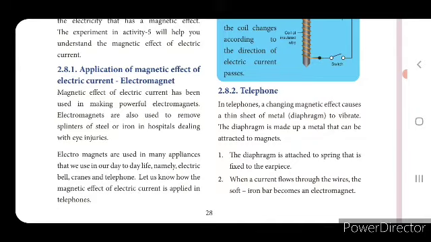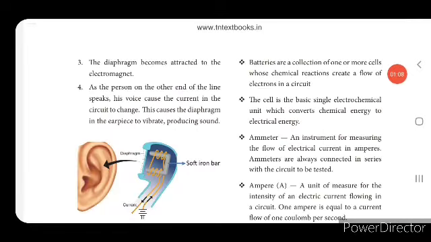Let us know how the magnetic effect of electric current is applied in the telephone. In telephones, a changing magnetic effect causes a thin sheet of metal to vibrate. The diaphragm is made of metal that can be attracted to the magnets. The diaphragm is attached to a spring that is fixed in the earpiece. When a current flows through the wires, the soft iron bar becomes an electromagnet. Third, the diaphragm becomes attracted to the electromagnet.